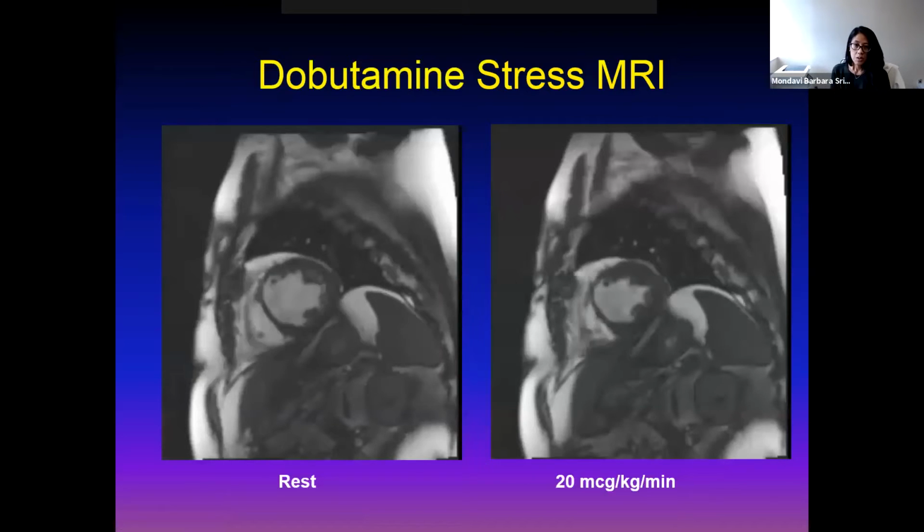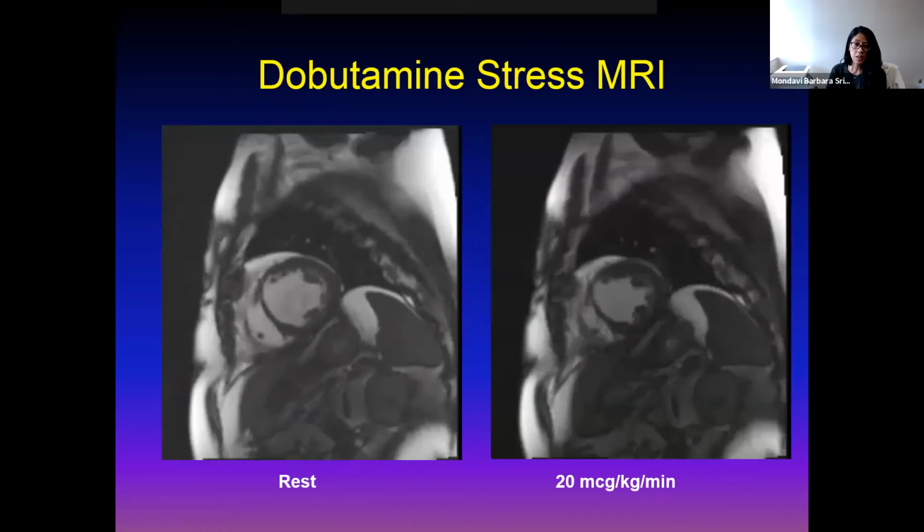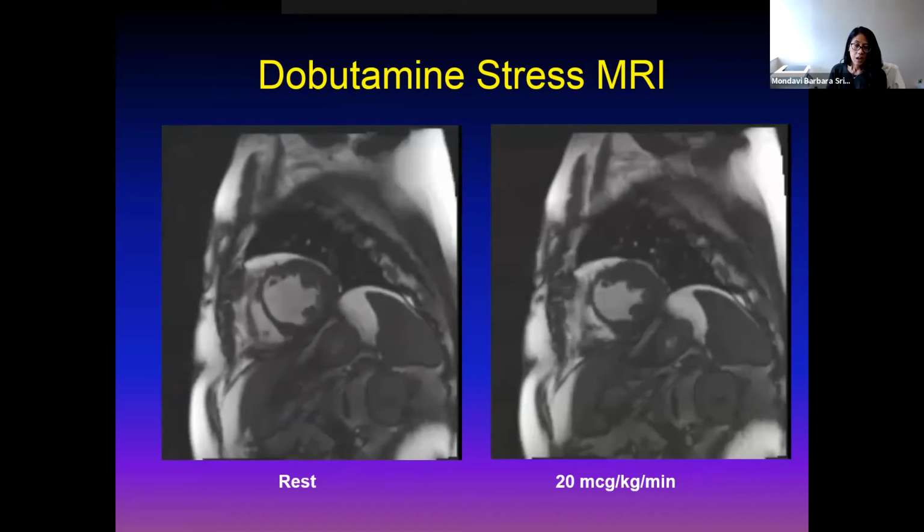I did mention dobutamine stress MR. We haven't done it here at Georgetown, but at certain centers they do dobutamine stress. This is particularly important in patients who cannot get contrast, because obviously our adenosine perfusion studies require the administration of gadolinium contrast. So it does provide a non-contrast methodology to evaluate if there is underlying ischemia. It's a technique similar to stress echo, giving increasing doses of dobutamine and looking to see if there's any augmentation of myocardial function versus worsening of myocardial function.